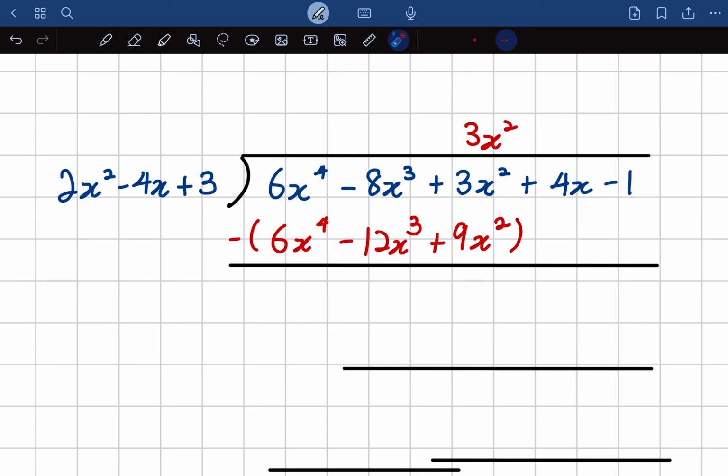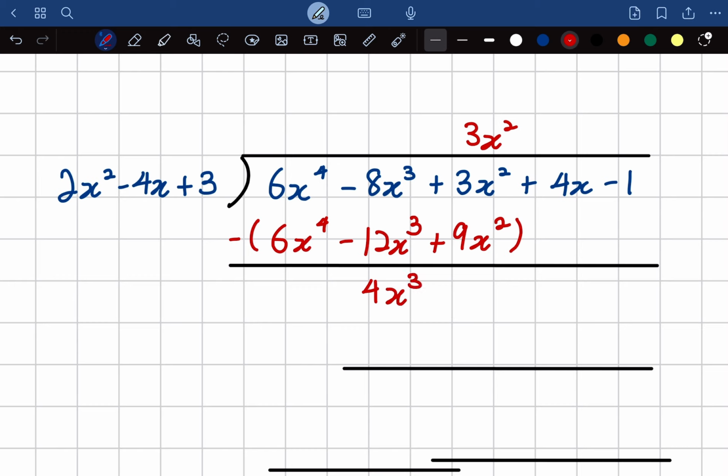Next, this is negative 8x cubed minus away negative 12x cubed. So this is actually negative 8x cubed plus 12x cubed, because I consider this negative sign here. I'm subtracting negative 12x cubed away. So this will be 12x cubed minus away 8x to the power 3. This will become 4x cubed.